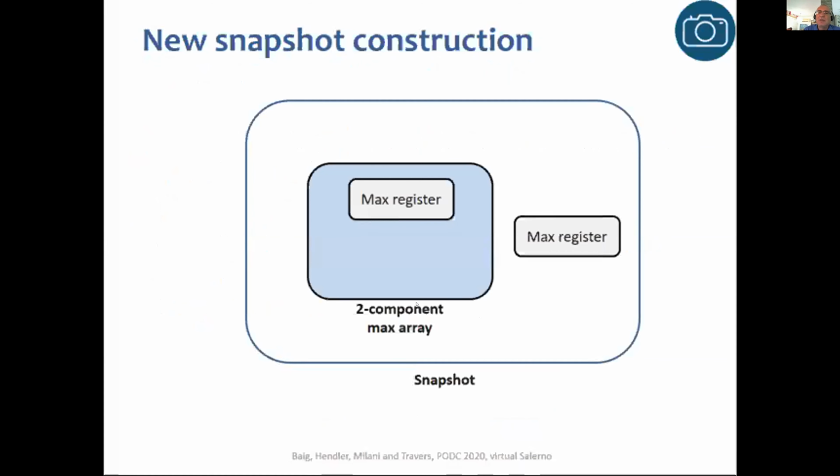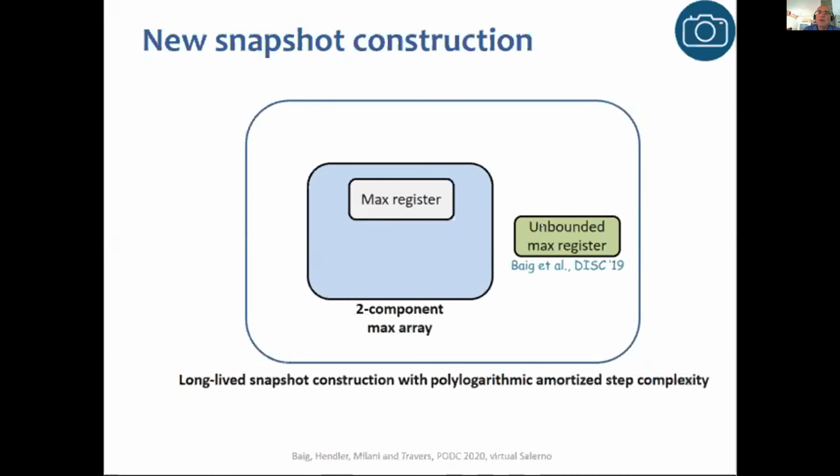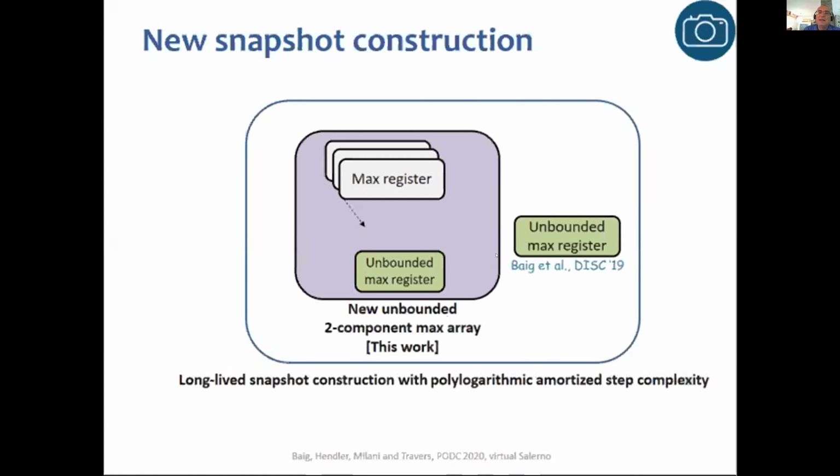So returning to the schematic view of the snapshot implementation by Aspnes et al., to obtain a snapshot algorithm with polylog amortized step complexity, we retain the algorithm, but we replace the objects that it uses and their implementation. First, we replace every max object by the unbounded max register of Baig et al. that has logarithmic amortized step complexity. And second, we replace the two-component max array with a novel implementation of a polylog amortized step complexity max array that has log n squared amortized step complexity, and this is our key technical contribution in this work.